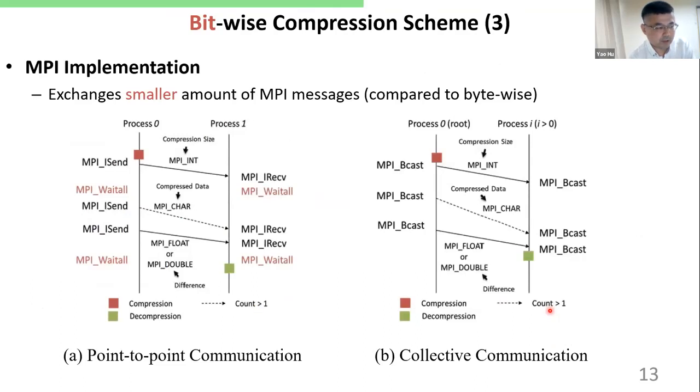And this is the MPI implementation of the bitwise compression scheme. And we can see it exchanges a smaller amount of MPI messages compared to the bitewise compression because the displacement information is not transferred between the compute nodes.